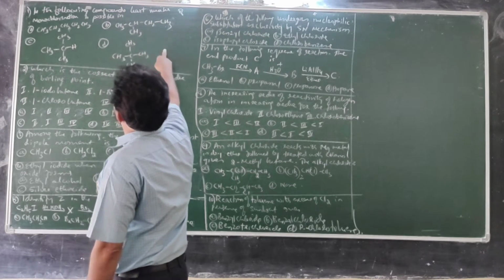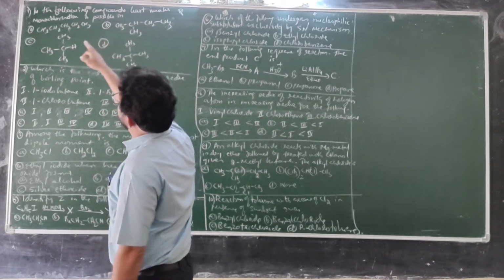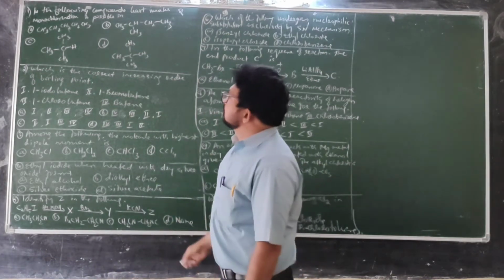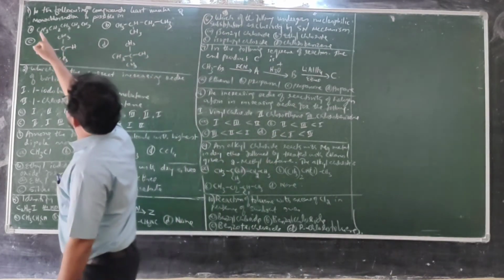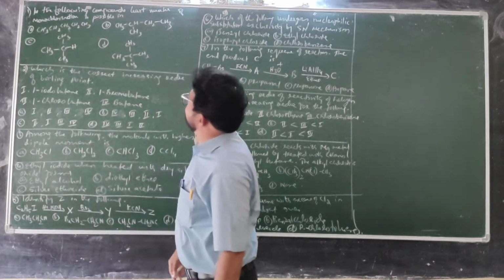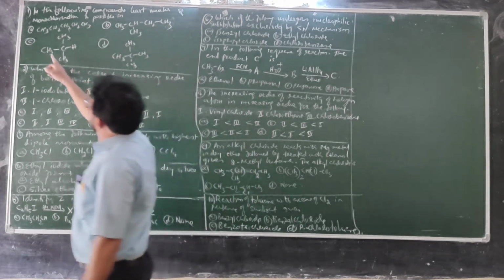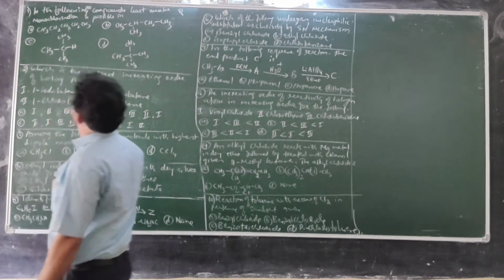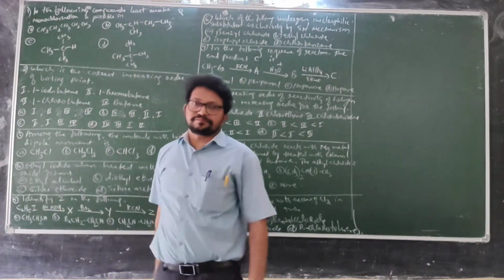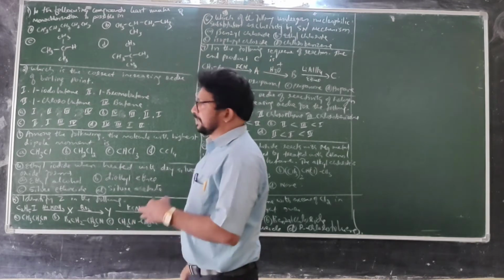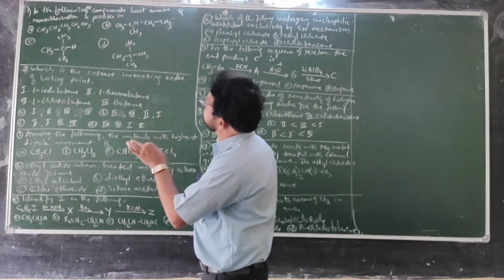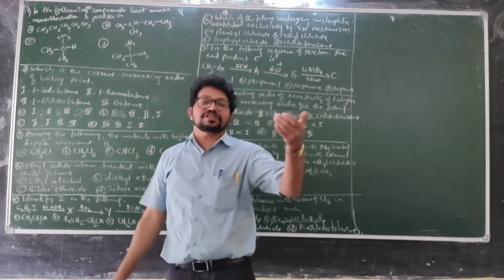In the following compounds, the least number of monochlorination products is possible in. So, some alkanes are given: n-pentane, 2-methylbutane, this is 2-methylpropane, and this is neopentane or 2,2-dimethylpropane. So, what is the question? In the following compounds, the least number of monochlorination products.